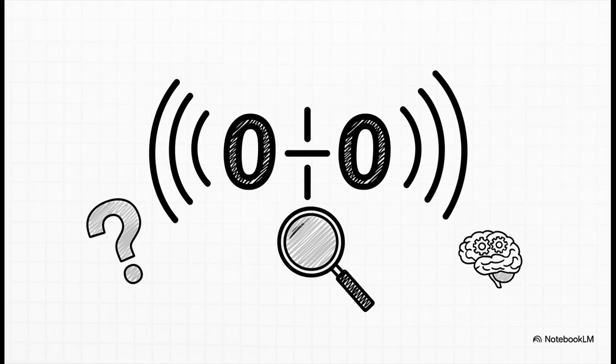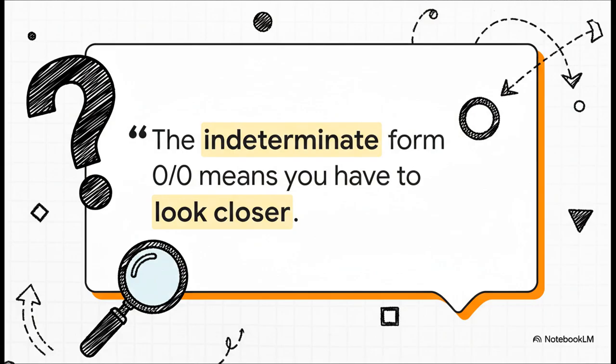It doesn't mean the limit is 0. It doesn't mean the limit doesn't exist. It's a signal. It's the universe of math telling you, whoa, hold on, the answer isn't that obvious. You've got to do a little more work. The most important thing is to see 0/0 not as a dead end, but as a clue. It's an invitation to solve a puzzle.